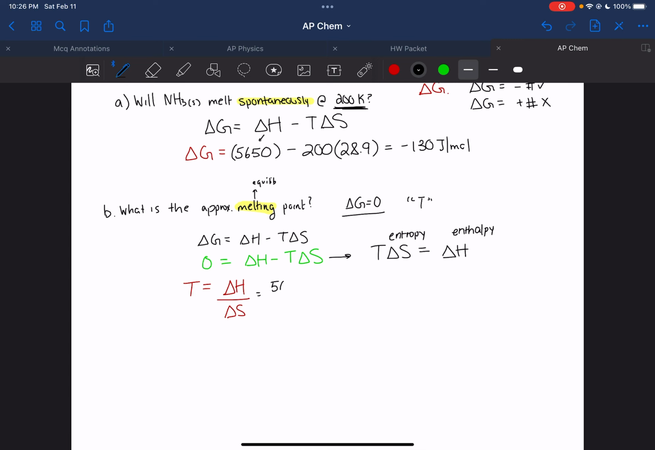Also, 5650 out of 28.9. Let me just calculate that. 5650 divided by 28.9 gives me 195.5. I'm going to round it, so 196 Kelvin. So the approximate melting point of ammonia would be 196 degrees Kelvin.